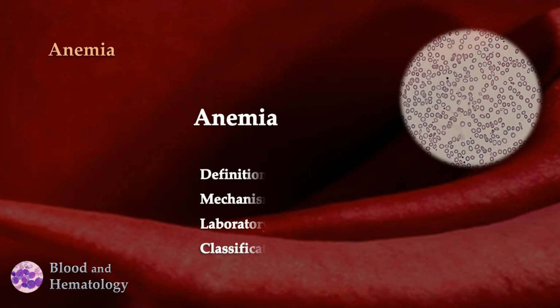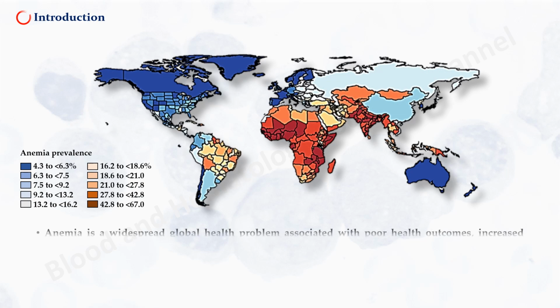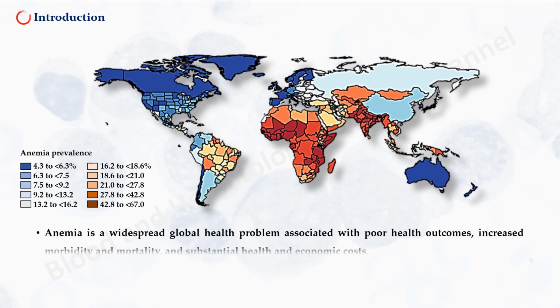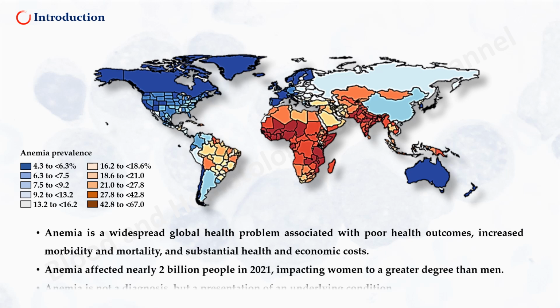This video is about definition, mechanisms, laboratory diagnosis and classification of anemia. Anemia is a widespread global health problem associated with poor health outcomes, increased morbidity and mortality, and substantial health and economic costs. Anemia affected nearly 2 billion people in 2021, impacting women to a greater degree than men. Anemia is not a diagnosis, but a presentation of an underlying condition.